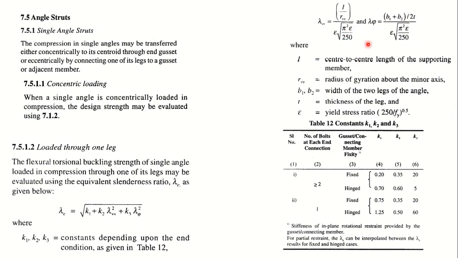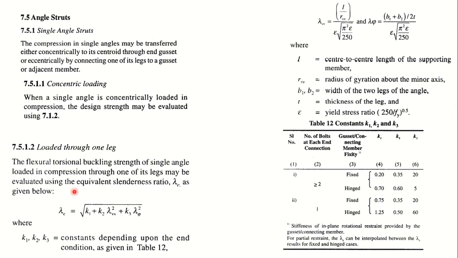The other terms you come across here are all constants, that is pi square and the modulus of elasticity of steel. Epsilon is the ratio 250 upon Fy, that is, the square root of 250 by Fy. It's the ratio of the yield stresses. What is the yield stress of the material you are considering? Take 250 divided by that, and then take the square root of that. From this you will be able to determine the equivalent slenderness ratio.